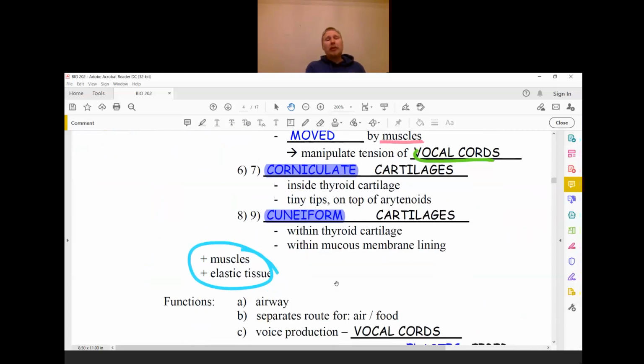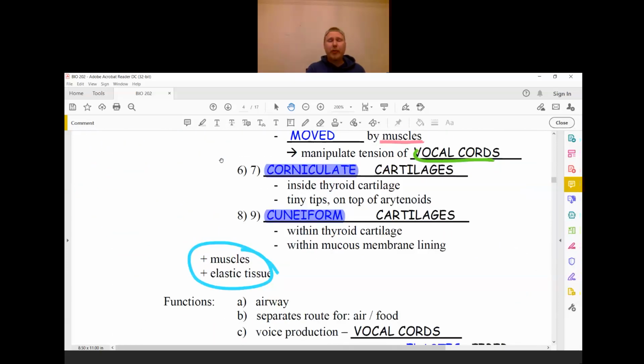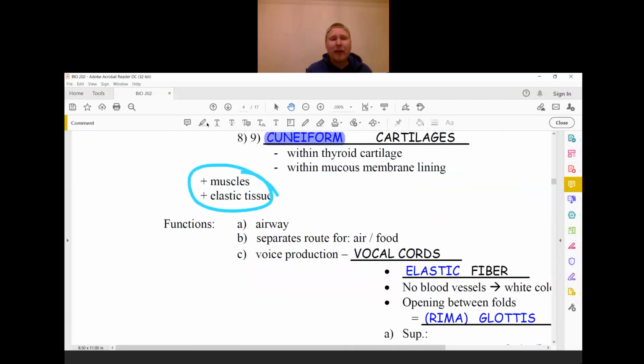Well, we should also discuss the function. Why do we have a larynx? Why is larynx an important structure to have? Well, first of all, of course, we saw that that is the airway passage route for the air. It also is the site where the air going to our trachea and food going through our esophagus are separated.